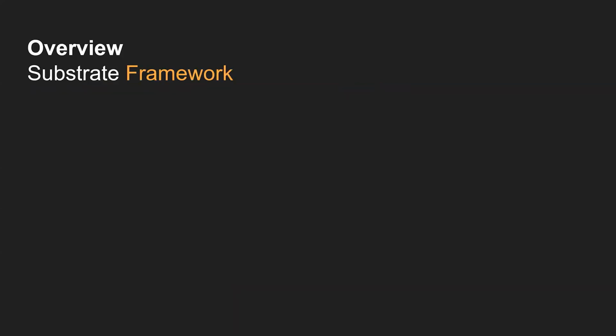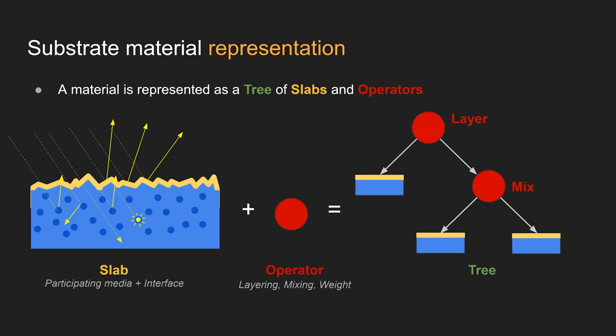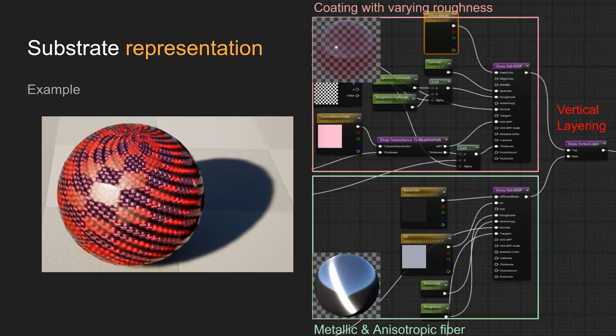So the core framework of Substrate is built upon three pillars: the notion of slab, which is how we describe a piece of matter; operators, with which we model and combine matter; and the tree, which represents the full topology of that matter, like how those operators combine which pieces of matter and so forth. And with these three building blocks, we can express a given appearance.